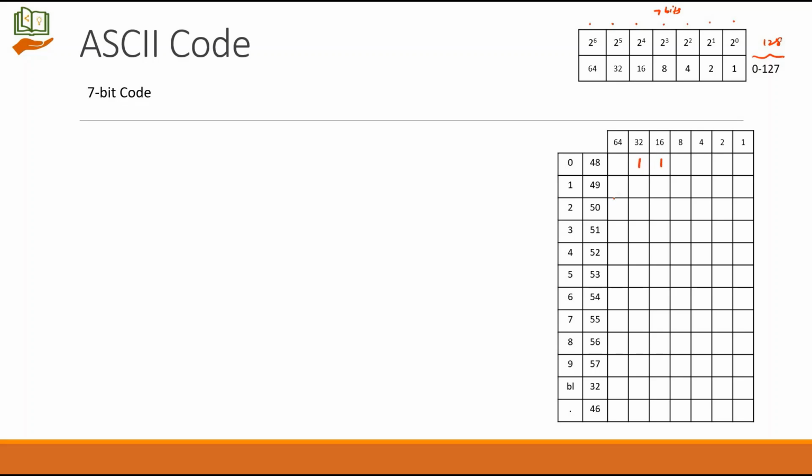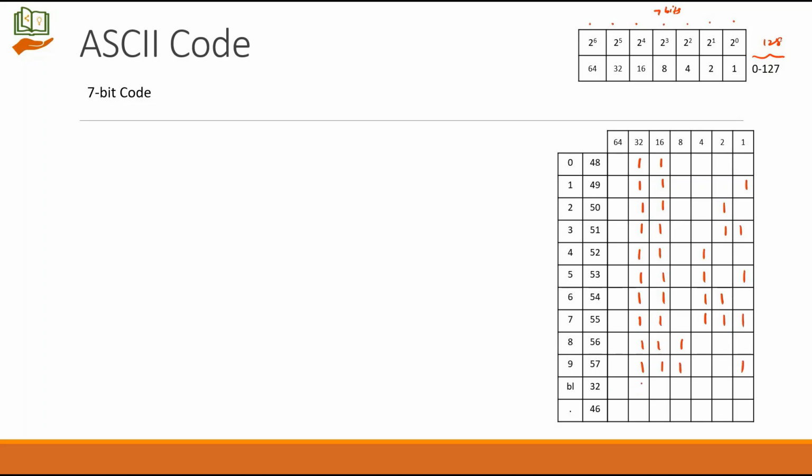32 and 16. 49 is 48 plus 1. 50 is 48 plus 2. 51 is 48 plus 3. This is actually the ASCII representation, so definitely you have to know the range of decimal values. 52 is 48 plus 4. 53 is 48 plus 5. 54 is 48 plus 6, 55 is 48 plus 7, 56 is 48 plus 8, 57 is 48 plus 9.